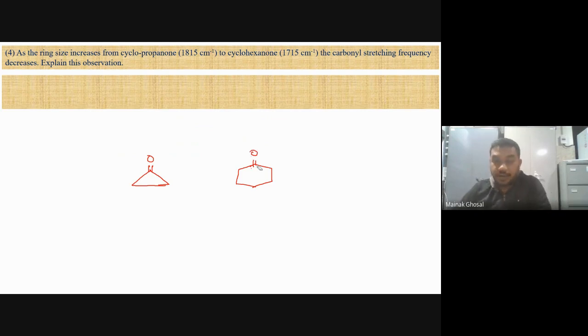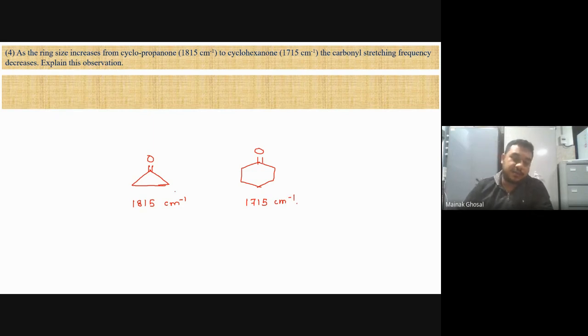Okay, so I'm not drawing the chair form. For your comparison: for cyclopropanone, this value is 1815 cm⁻¹. For cyclohexanone, this is 1715 cm⁻¹.